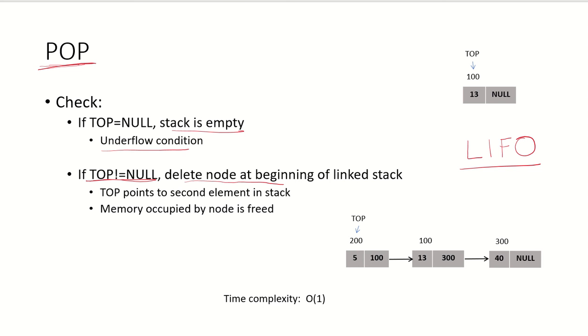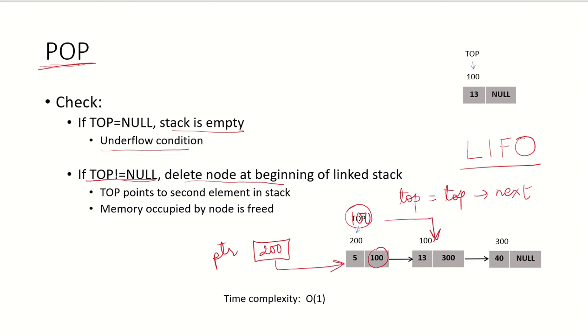So we will have a pointer variable again, which will be initialized to the top variable. So this will also point to 200. We will update the top value to point to top arrow next. So top will now become 100 and it will start pointing to the next node, and we can free the space that was being utilized by the first node. Please check my earlier videos on how a node at the beginning of a linked list can be removed.